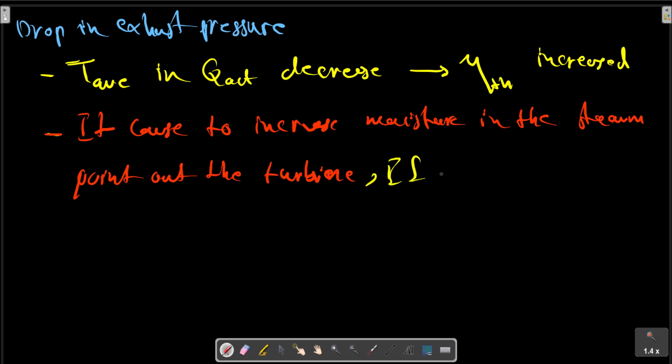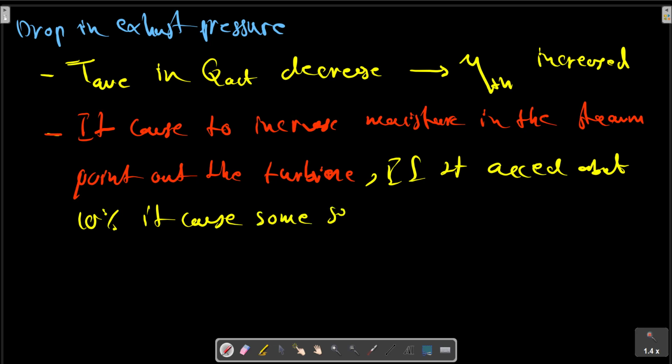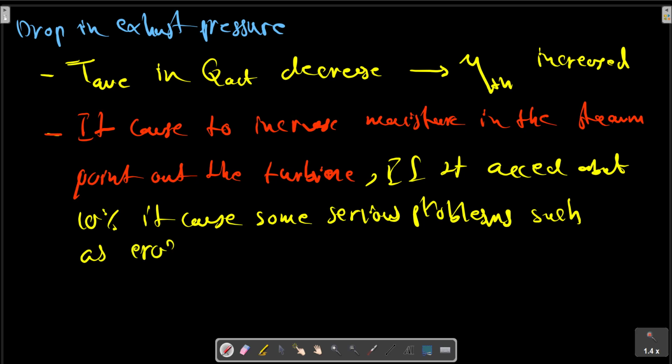Note, however, that lowering the back pressure causes the moisture content of the steam leaving the turbine to increase. Moisture above 10% causes some serious problems, such as erosion of the turbine blade.